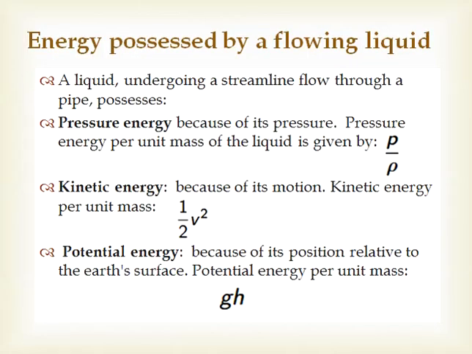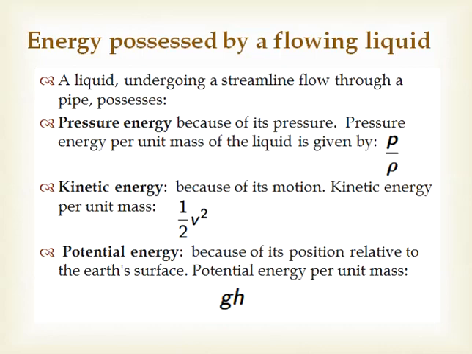Now we will discuss the different types of energy possessed by a flowing liquid. Let us consider a streamlined flow of liquid through a pipe. This kind of fluid flow is associated with three types of energy. One is the pressure energy, because of the pressure of flowing. The second is the kinetic energy, which is due to the motion of the liquid with a particular velocity v. And the third is the potential energy, which is associated with the height. We will consider the formula for these three types of energy.